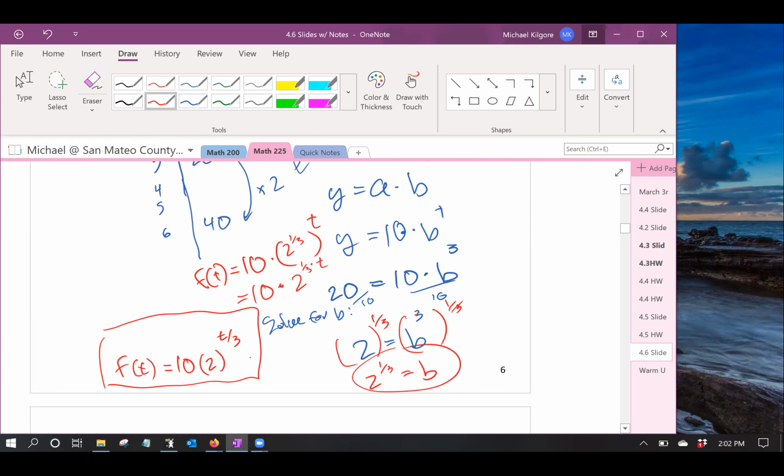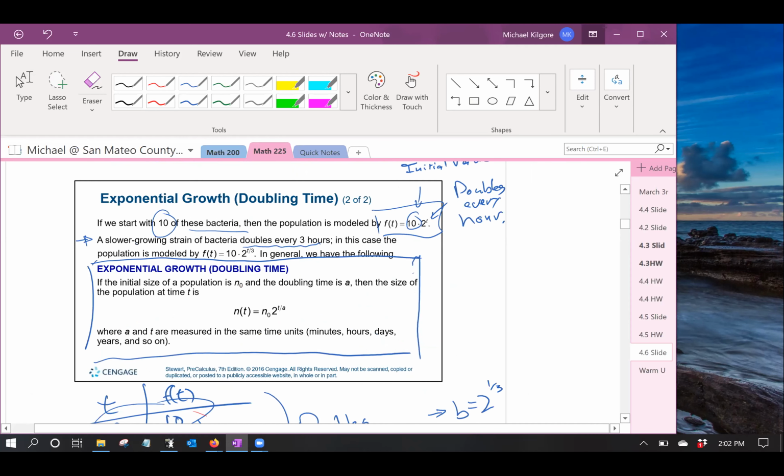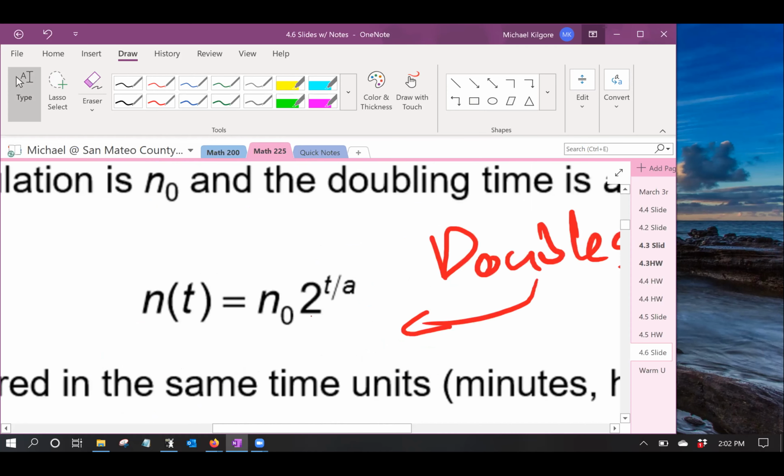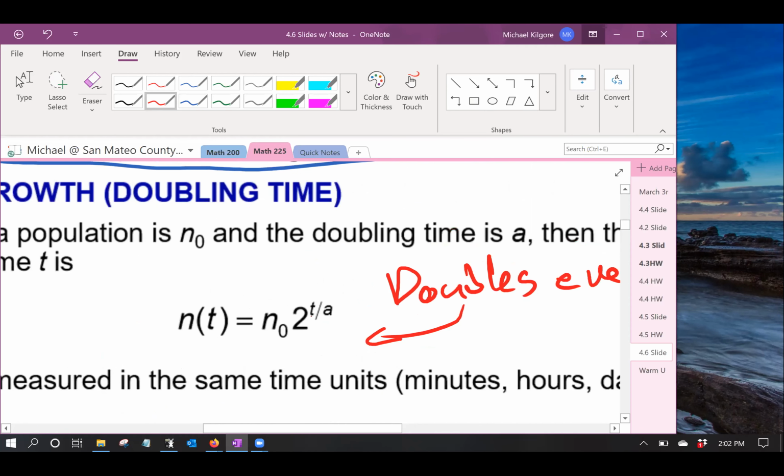so whenever you have doubles every 3, okay, or whenever you have doubles every a, you have a form that looks like this. Okay, let me zoom in on it, where the time variable is divided by the doubling time. Okay, A is called the doubling time, okay? Doubling time is A. You can write this exponential model in this way, okay?